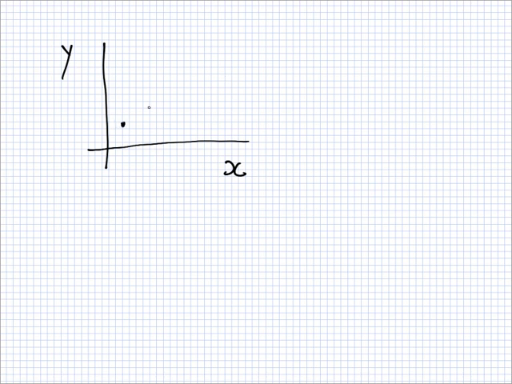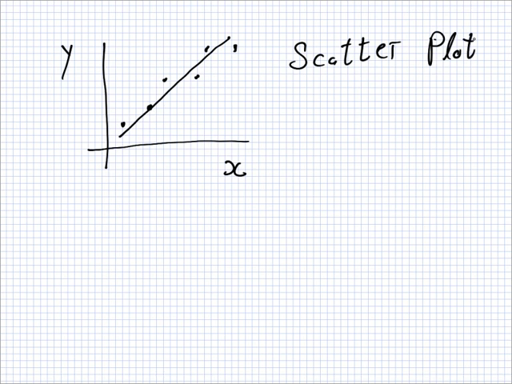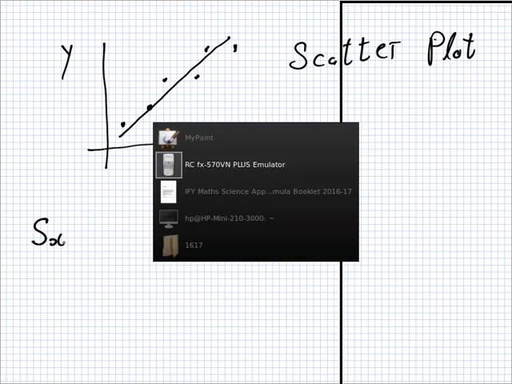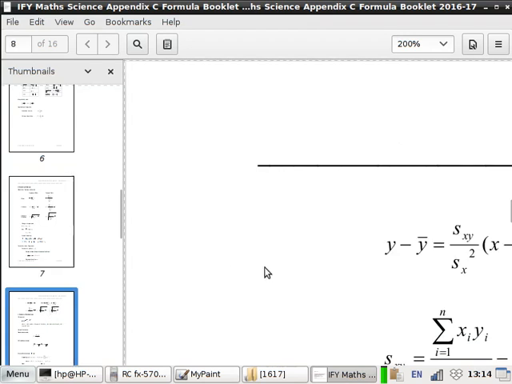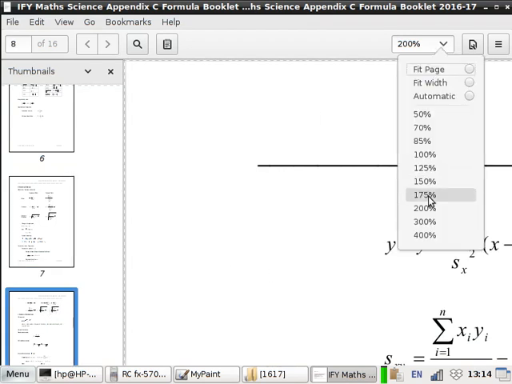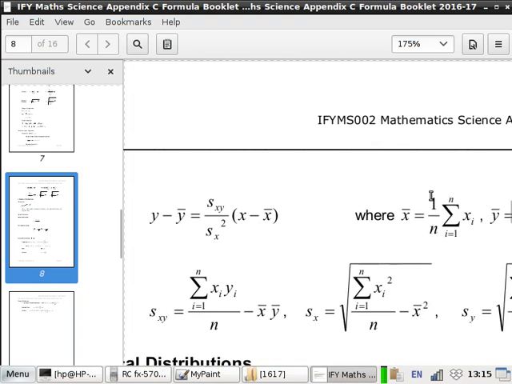So, I think my graph will look something like this, and I'll have a straight line. By the way, what's the name of this type of graph? Very good, yeah. Scatter plot. Now, the good news is the formula for Sxy is actually in the formula book, I believe. If we just flick to the formula book, here we go. Let me zoom out a little bit. Can you see the Sxy here?